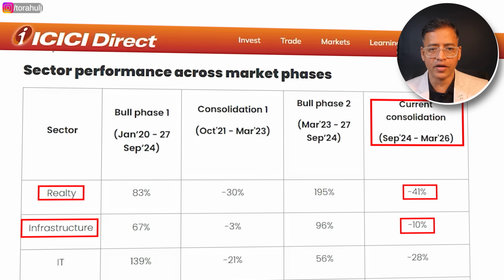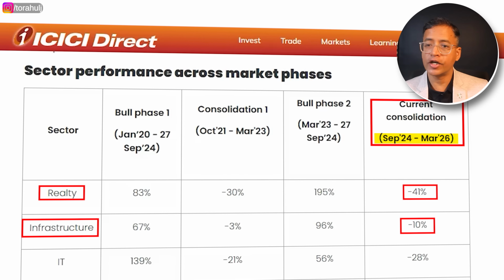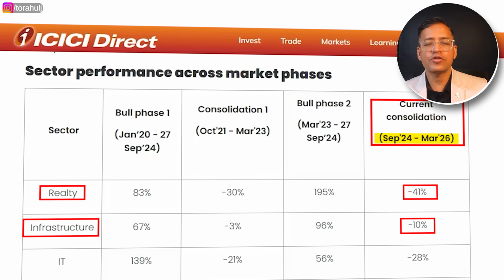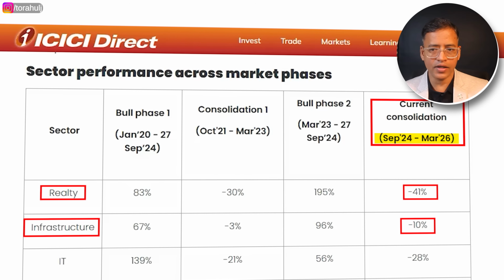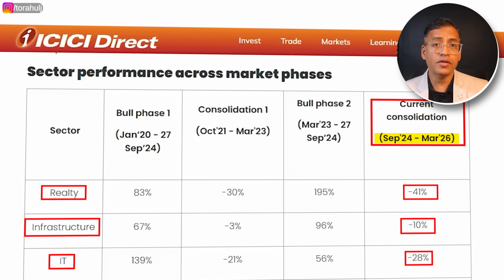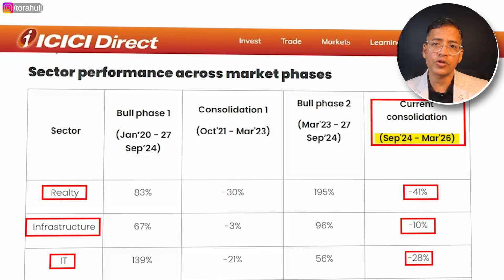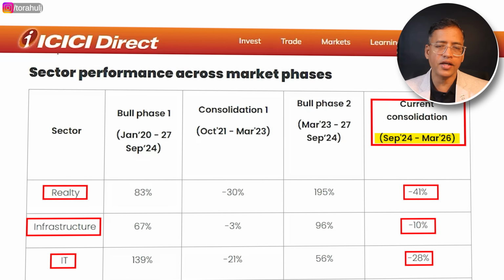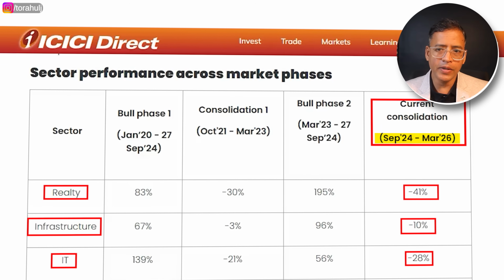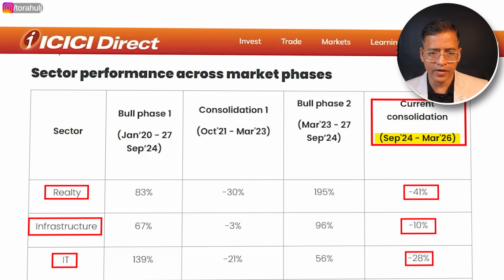Infrastructure, around 10% correction since September 2024. It's not from the peak. It's a consolidation phase, is what ICICI Direct is naming it. IT sector, 28% correction, but I am not very bullish on the IT sector as of now. I don't think there is a good reversion very immediately, but we could differ here.